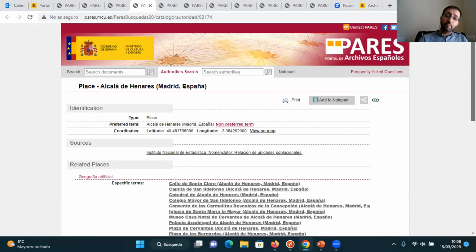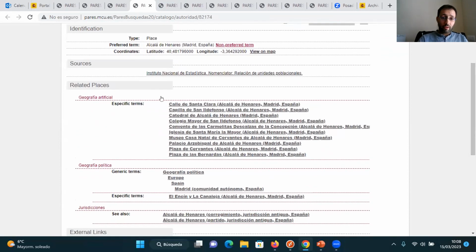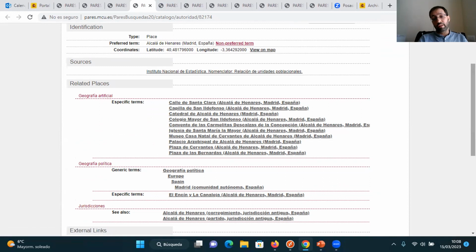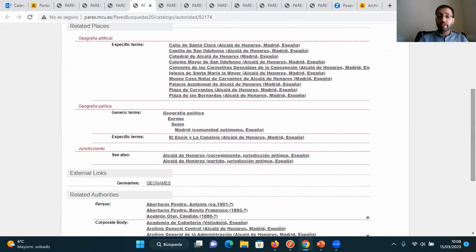And the relation of this place with other entities described in Pares, for example, with other places, specific terms, like the Cathedral of Alcalá de Henares, because the cathedral is in Alcalá de Henares, and with political geography, because we try to build a hierarchy of political geography in Pares. For example, Alcalá de Henares is part of the region of Madrid, the region of Madrid is part of Spain, and Spain is part of Europe.